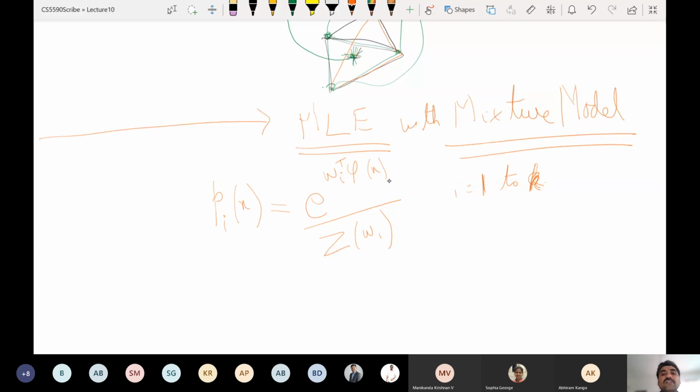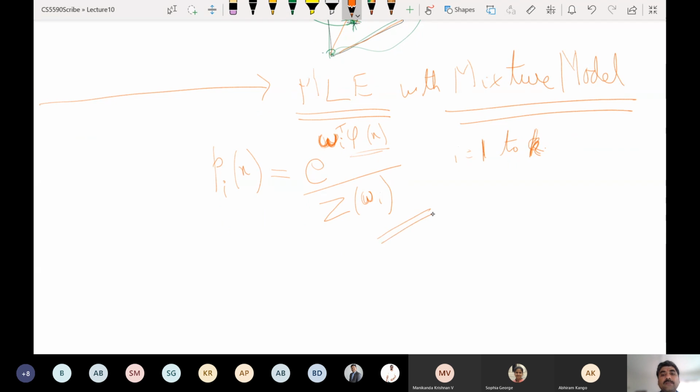That means the phi sufficient statistics are the same. Let me make that assumption just to make the formulas simple. Otherwise, the formulas will become more complicated. So what is the difference in the components? The form of the distribution is the same. The only difference is the parameters. Maybe all are Gaussians, but which Gaussian is different in each component.